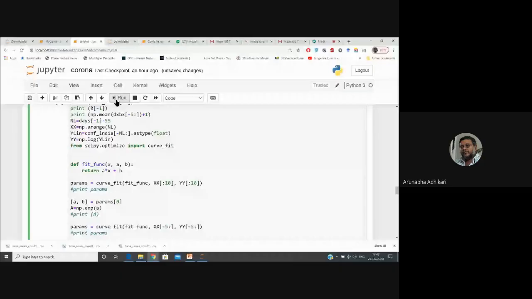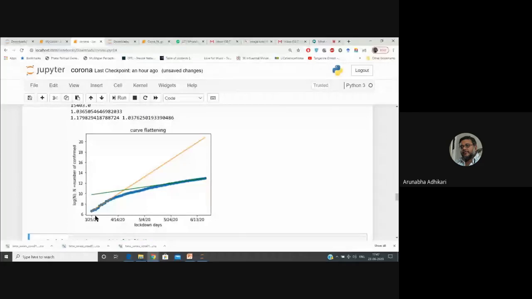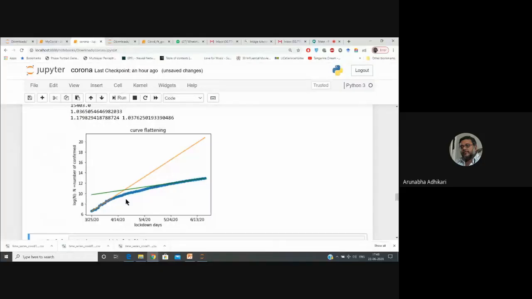I started from the lockdown days. I selected March, and then this portion in the log scale, I wanted to be sure about the reduction of the slope. So this is the initial, I fitted a straight line for the initial 10 days. And this is for the last 5 days. So you can see that this is the latest curve, today's curve, yesterday's curve. You can see a continual reduction of the slope despite the relaxation of the lockdown. So something that I don't understand, it confuses me.